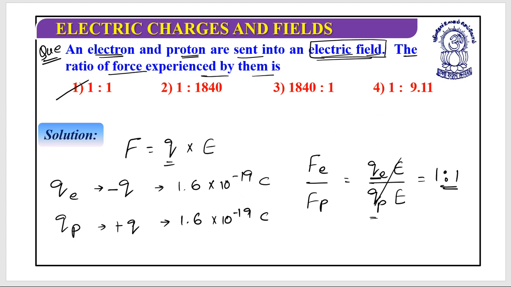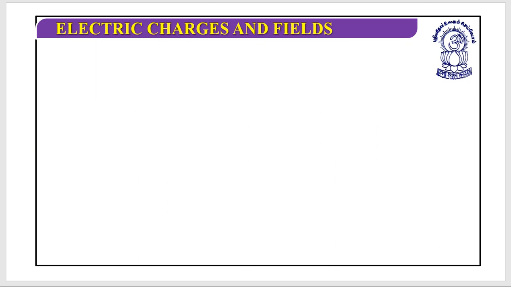But let me add something: let us suppose we have four particles. These four particles are generally asked in examinations. One is the proton. Let's say this is the charge and this is the mass. Let's assume that the charge of a proton is Q and the mass of a proton is M.